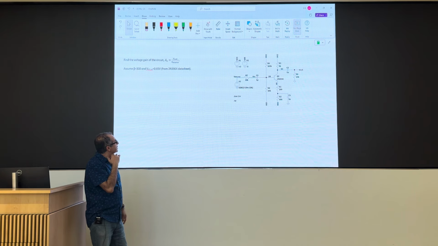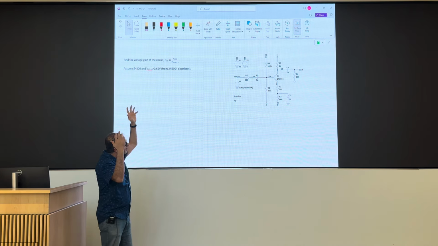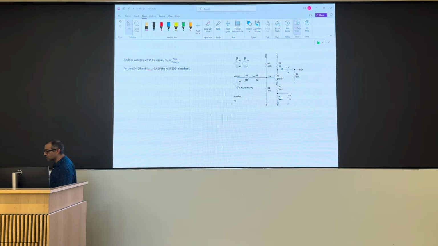So we want to analyze this. I have 2 power supplies, plus and minus 3 volts, and everything else is there. So how do I start? Or where do I start?